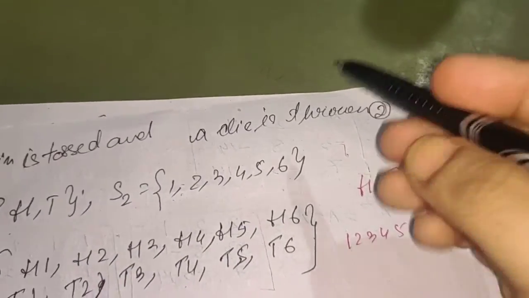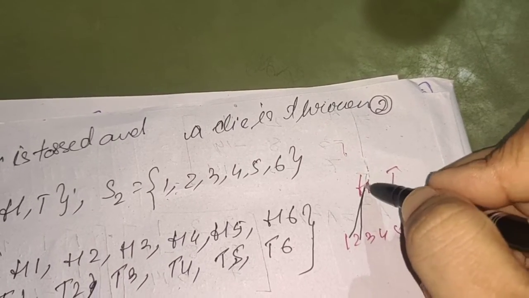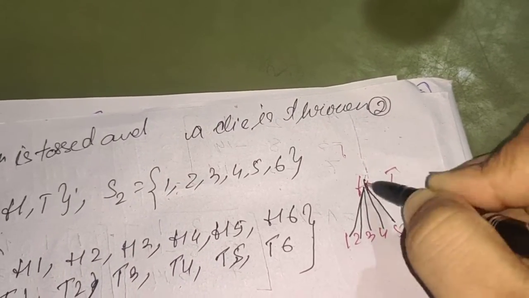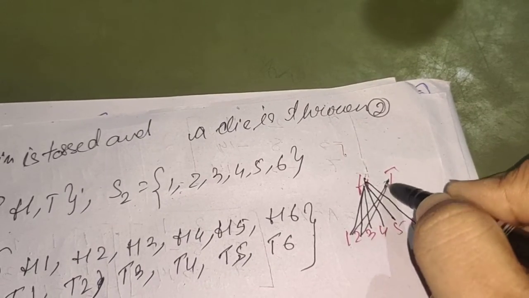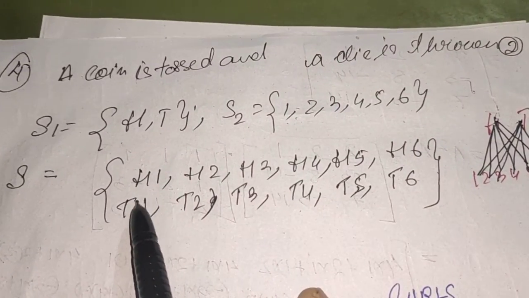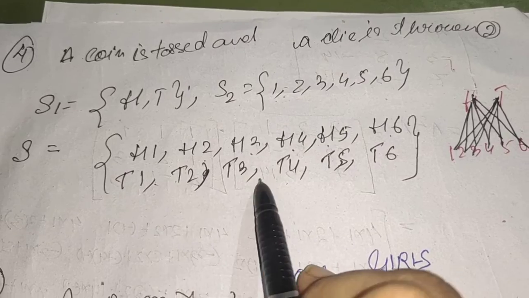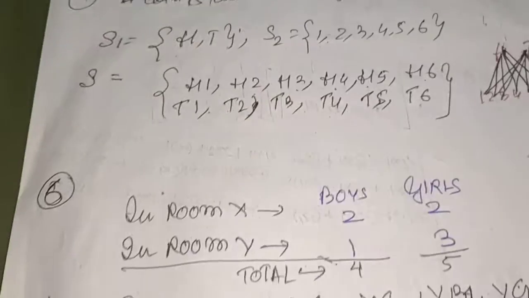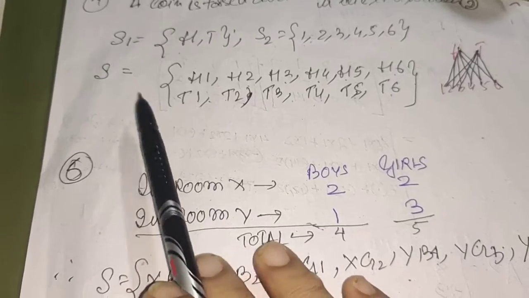Now with head, how many elements will be there? H1, H2, H3, H4, H5 and H6. With tail also T1, T2, T3, T4, T5, T6. So here are the elements: H1, H2, H3, H4, H5, H6, T1, T2, T3, T4, T5, T6. Now after this, I will do question number 6. Question number 5 is your homework.